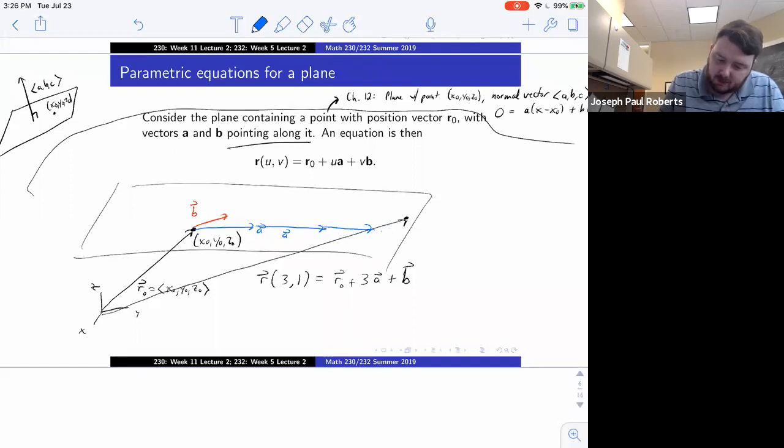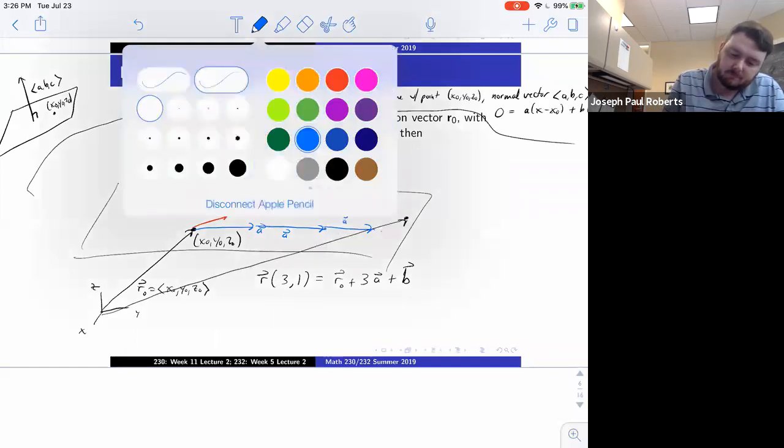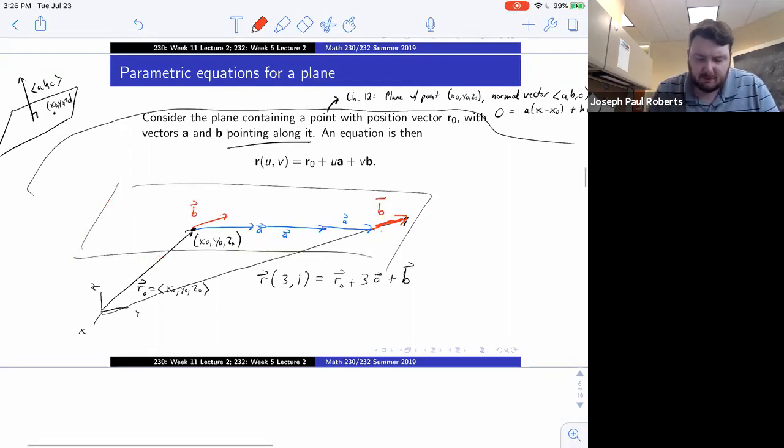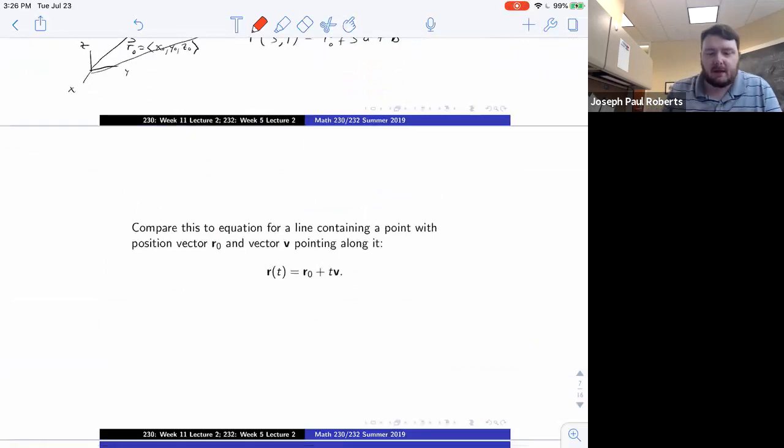And then a copy of vector B. That will get me to this other point on the plane. And so, okay, what's so special about 3? What's so special about 1? Nothing. I could add any multiple of vector A and any multiple of vector B, and that gives me this plane here. So that's the idea.